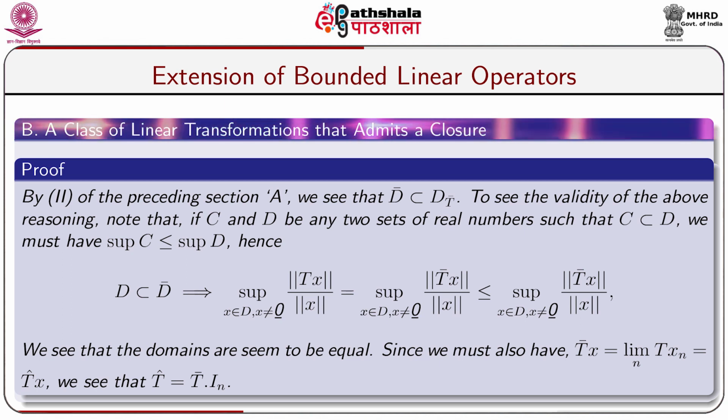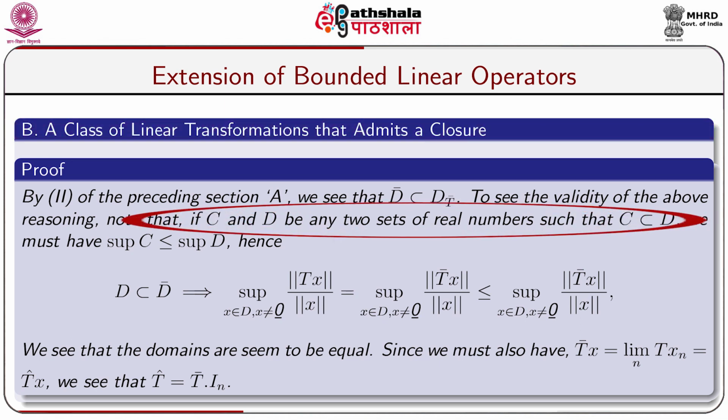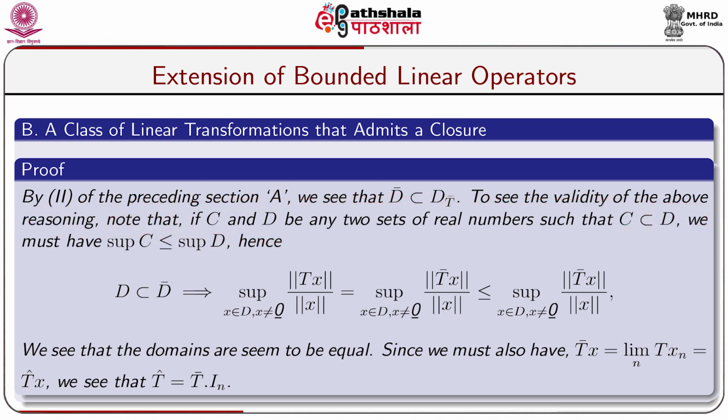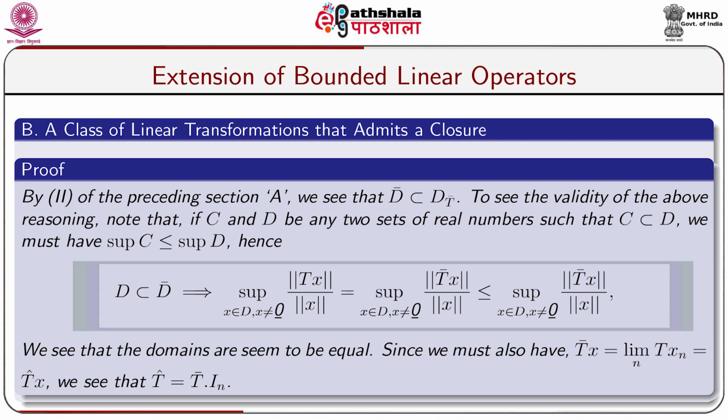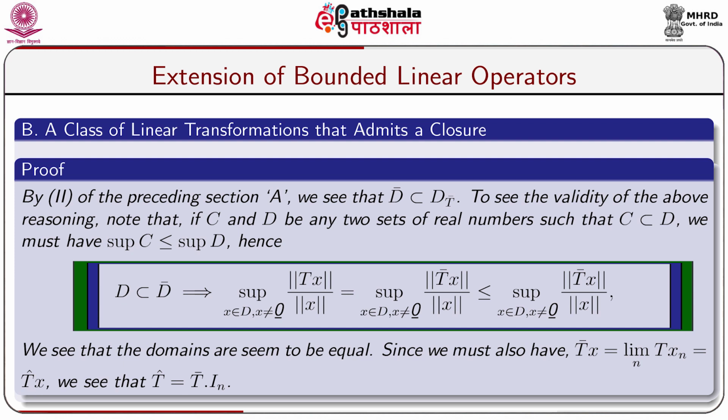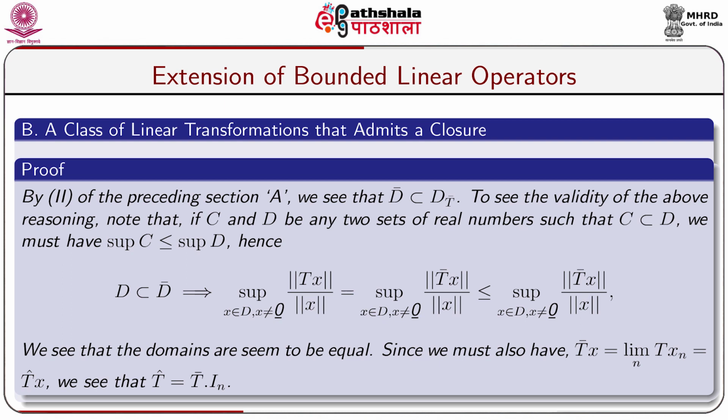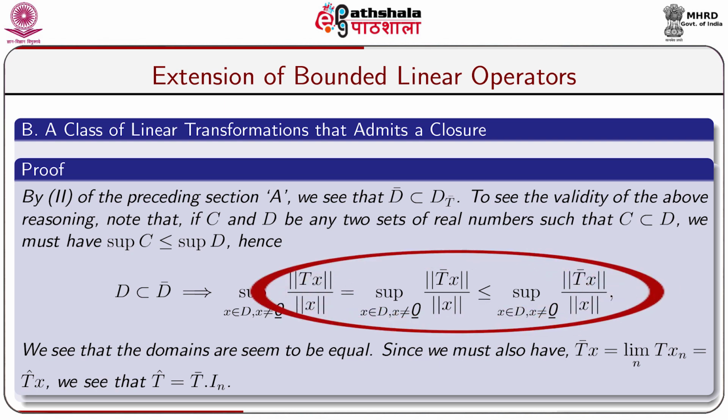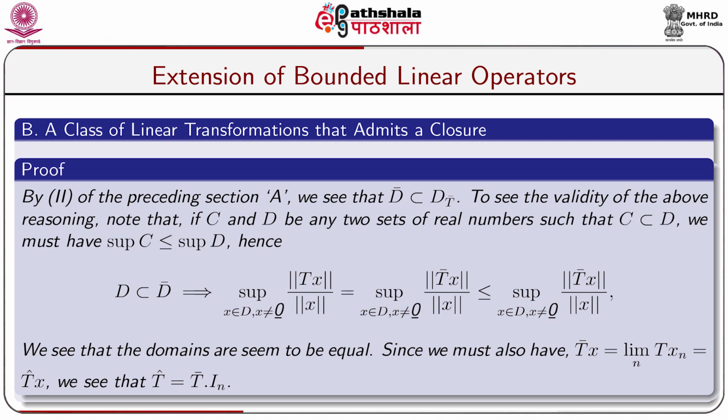To see the validity of the above reasoning, note that if capital C and capital D are any two sets of real numbers such that C is a subset of D, we must have sup of C less than or equal to sup of D. Hence, D is a subset of D bar implies that the supremum of norm Tx by norm x, where the supremum is taken over all non-zero elements x belonging to capital D, which is equal to the supremum of norm T bar x by norm x over all such non-zero elements x from capital D, is less than or equal to the supremum of norm T bar x divided by norm x, taken over all non-zero elements x from D bar.